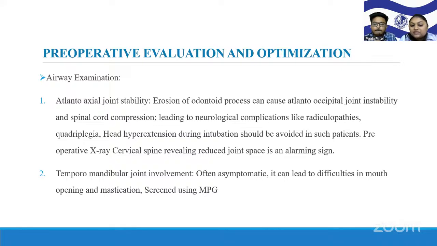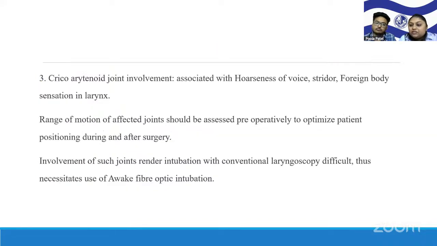Also, sir, I will look for other joint involvements like the temporomandibular joint. It can lead to difficulty in mouth opening and mastication. We can assess the temporomandibular joint movement by tests like the mandibular protrusion test or upper lip bite test. Also, for atlantoaxial joint stability, we can perform a Delcourt's test, which can help to assess the movement of the neck. In cases of severe rheumatoid arthritis, there can be cricoarytenoid joint involvement.